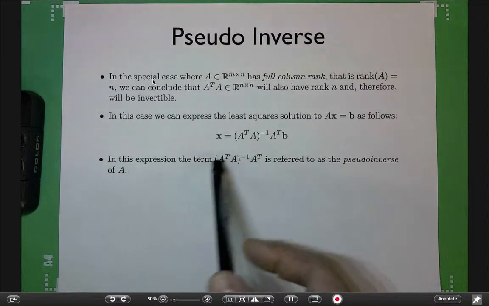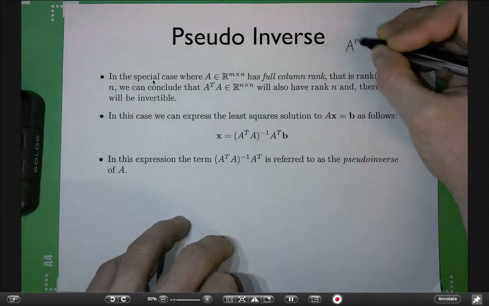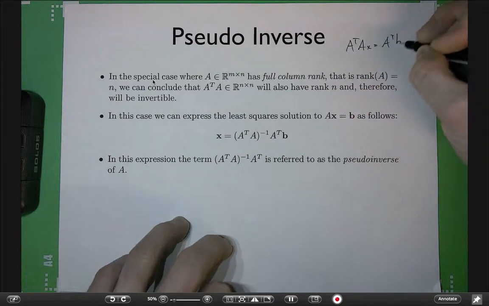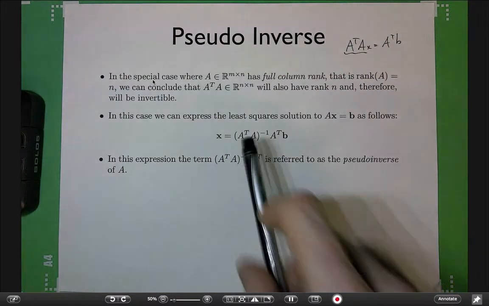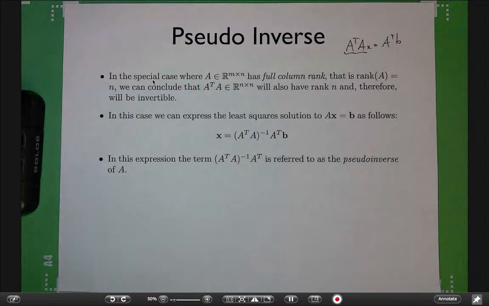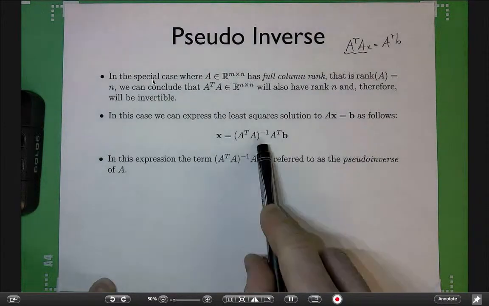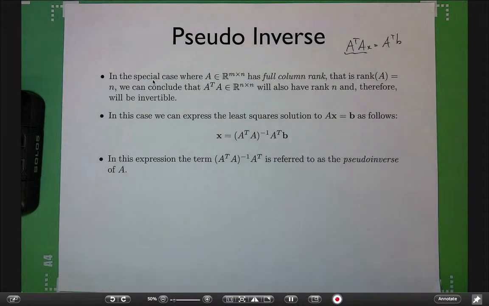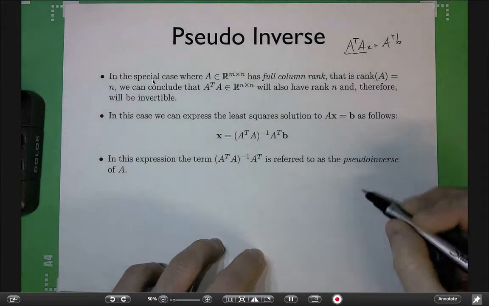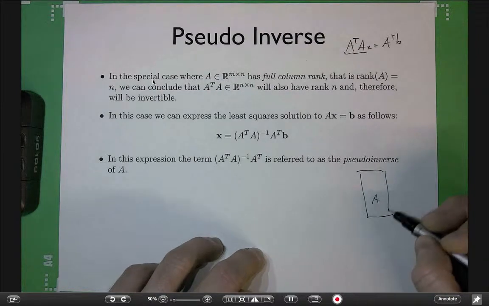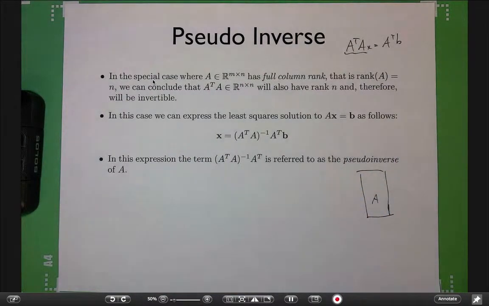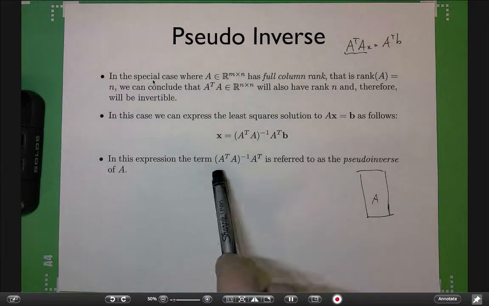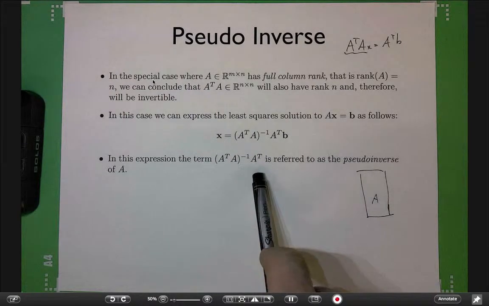In which case we can simply solve the normal equations, which look like this. And if it's invertible, then I can just invert this thing, and I have my solution. This matrix, (A^T A)^-1 A^T, is called the pseudo inverse of A, because A was a rectangular matrix. A looked like this. So I cannot talk about inversion because it's not a square matrix, but what I can define is the pseudo inverse, which is the next best thing to an inverse matrix.